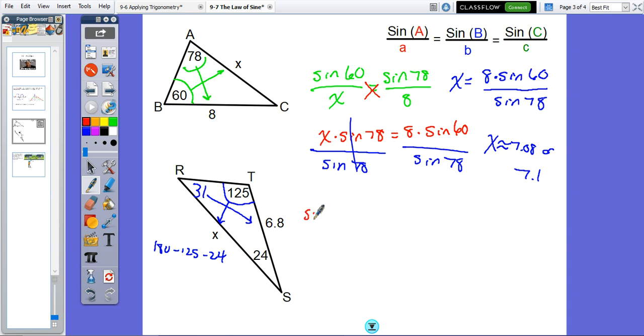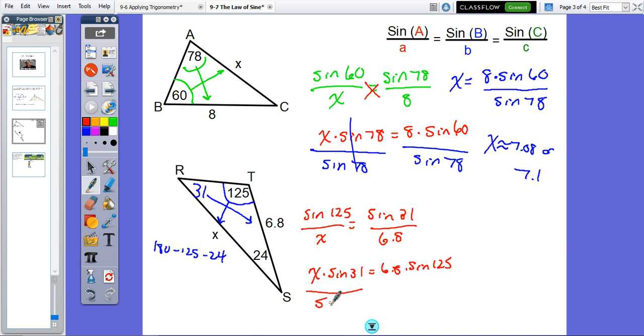So let's set it up. We got sine of 125 over the unknown x equals sine of the other angle, 31, over its opposite side, 6.8. Just like before, we're going to cross multiply. So we end up getting x times sine of 31 equals 6.8 times sine of 125. Then we're going to divide both sides by sine of 31, again to get x by itself.